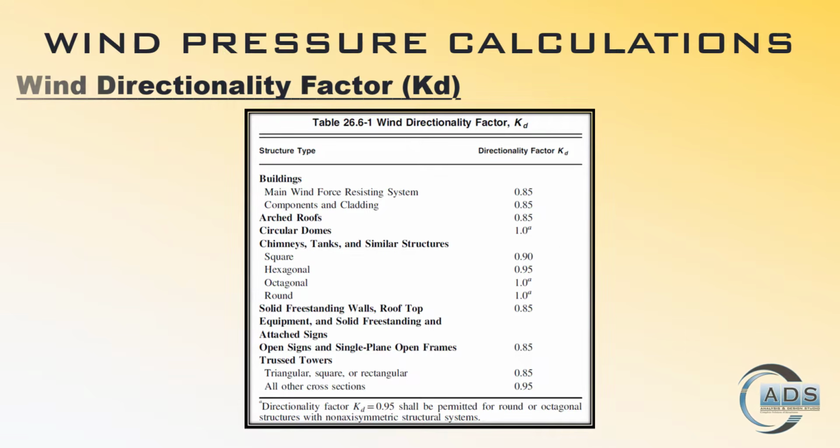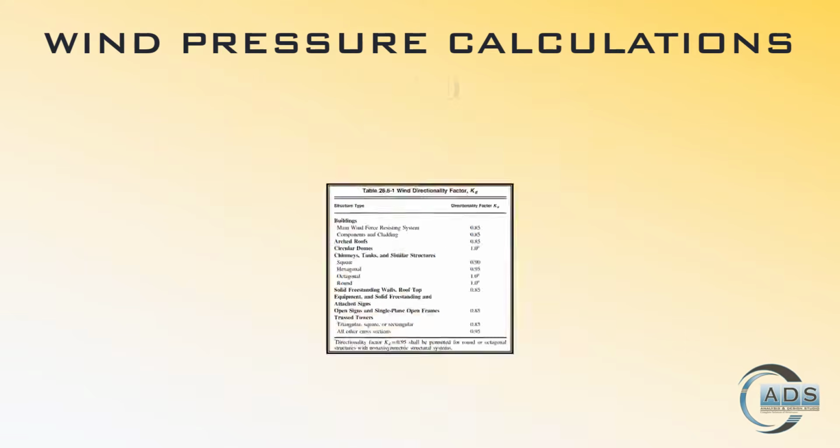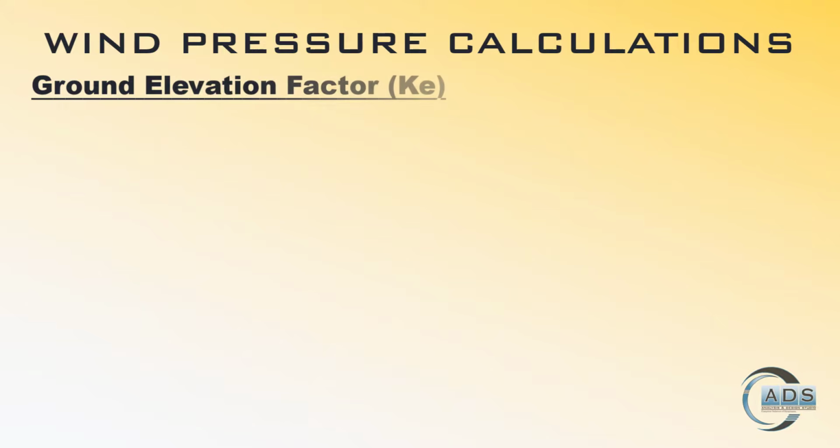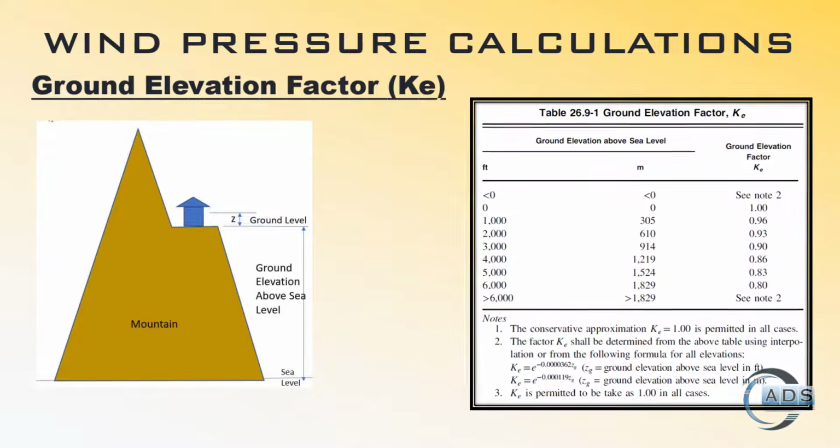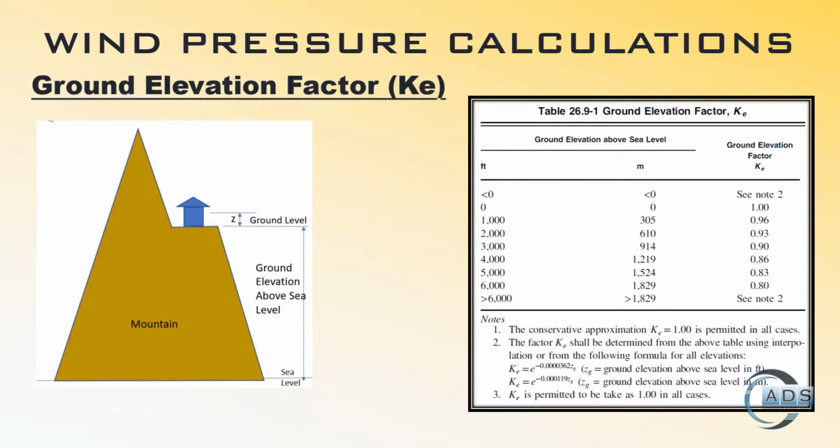Its value can be picked from the table shown. Fourth parameter is the ground elevation factor Ke. Ke factor is dependent upon the elevation of ground, that is Zg, above sea level. Its value can be picked from the table or can be computed using the equation shown.